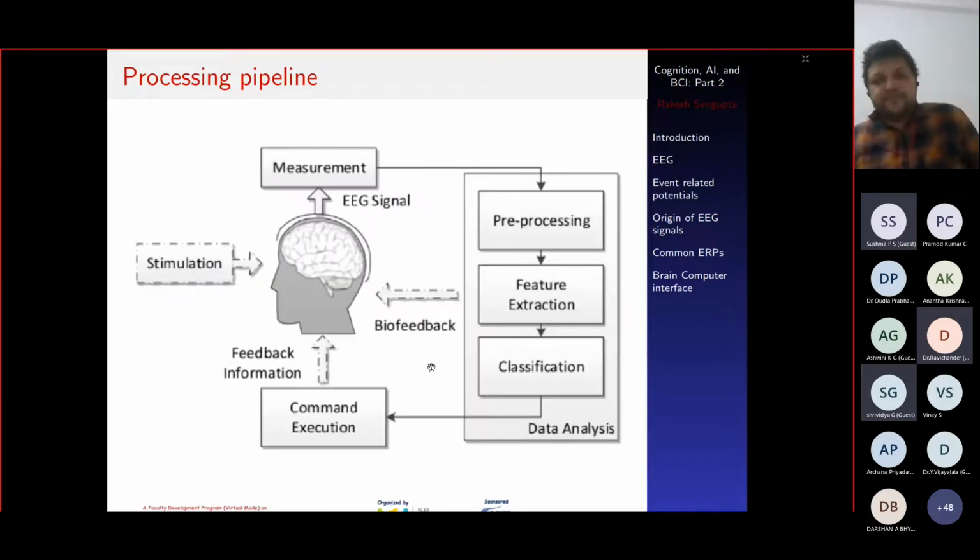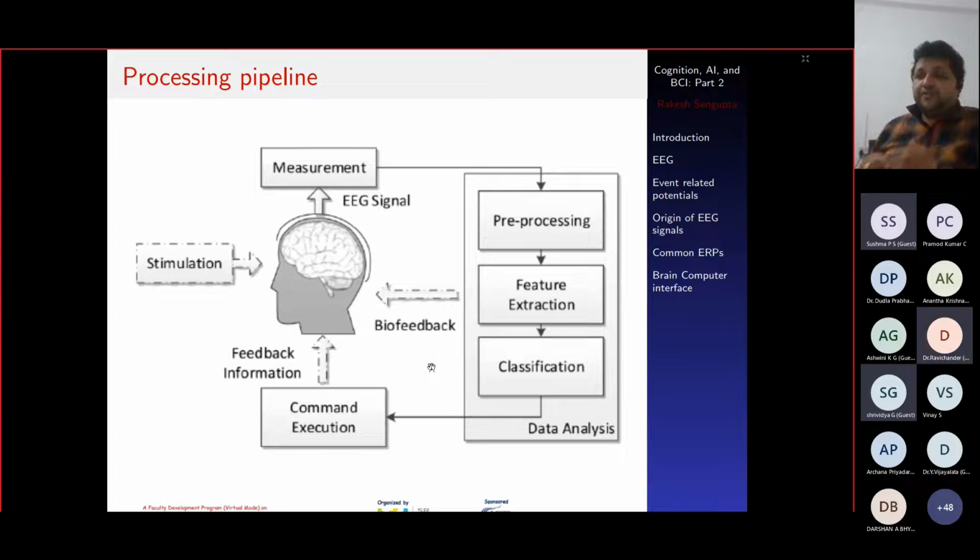Now, the process goes something like this: you have a stimulation to the brain and your EEG signal is being measured. It goes through multiple different kinds of processes, like pre-processing, feature extraction, classification, and then command execution. And of course, feedback information is passed on to the BCI system again. This is the simplest flowchart that one can have for a processing pipeline.